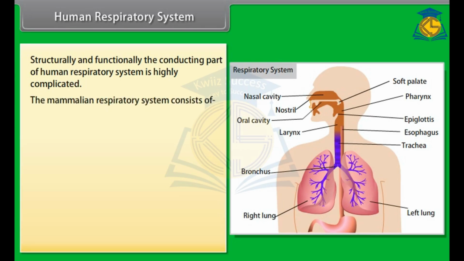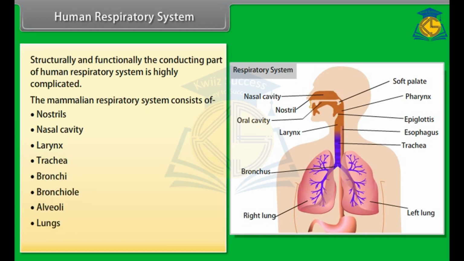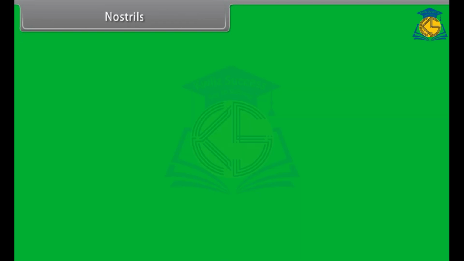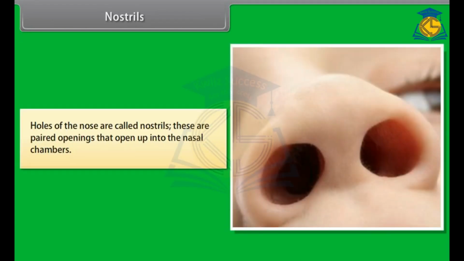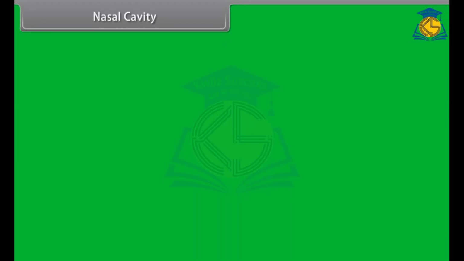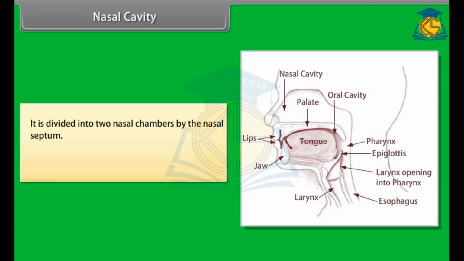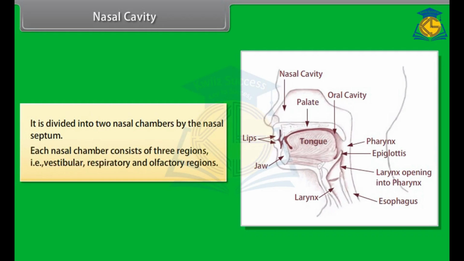The mammalian respiratory system consists of nostrils, nasal cavity, larynx, trachea, bronchi, bronchioles, alveoli, lungs, and diaphragm. Nostrils: holes of the nose are called nostrils. These are paired openings that open up into the nasal chambers. Nasal cavity: it is divided into two nasal chambers by the nasal septum. Each nasal chamber consists of three regions: vestibular, respiratory, and olfactory regions.